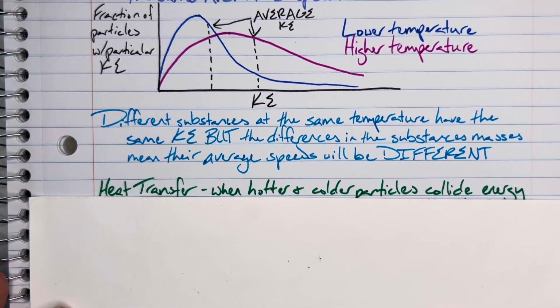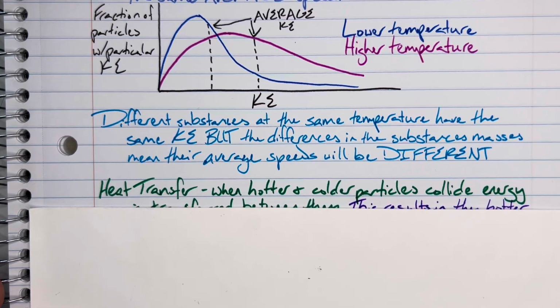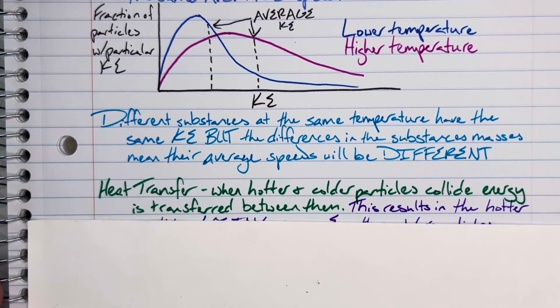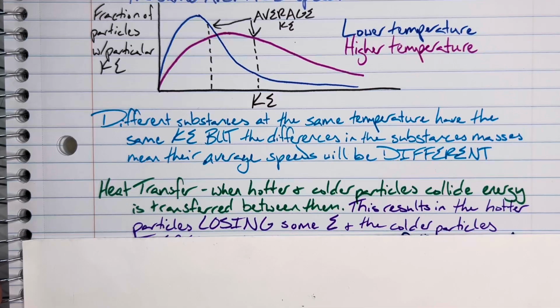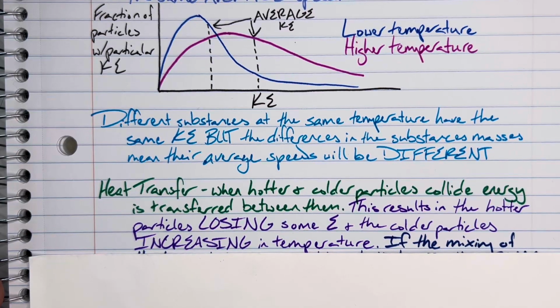So heat transfer is when the particles of hotter and colder substances collide, and energy is transferred in between them. This results in the particles that were initially at a higher temperature, a higher kinetic energy, losing some of that energy, and the colder particles therefore increasing their amount of energy and therefore increasing their temperature.